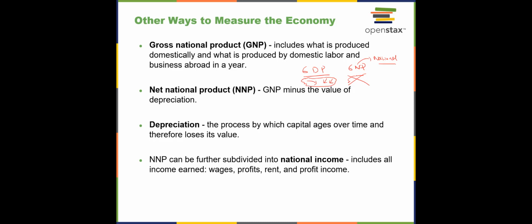Net national product is GNP minus depreciation. So the next question is, what is depreciation? Depreciation is the process by which capital ages over time and therefore loses its value. Net national product can be further subdivided into national income, and national income includes all income earned: wages, profits, rent, and interest income.